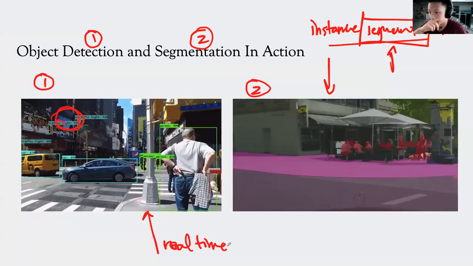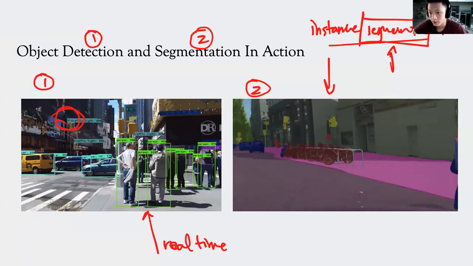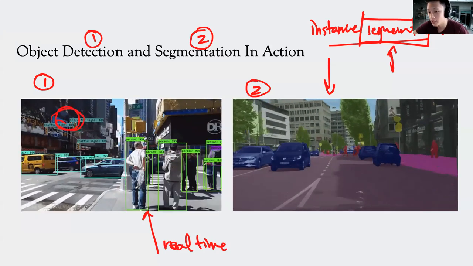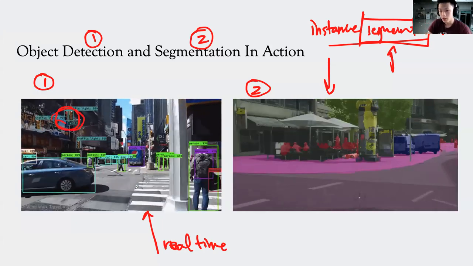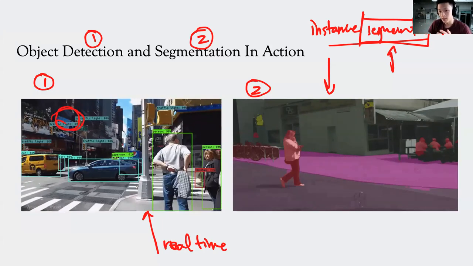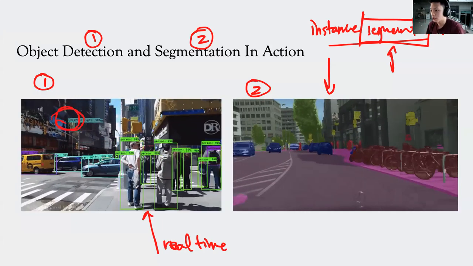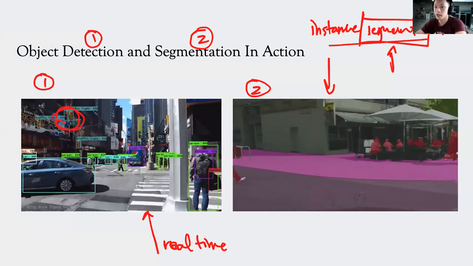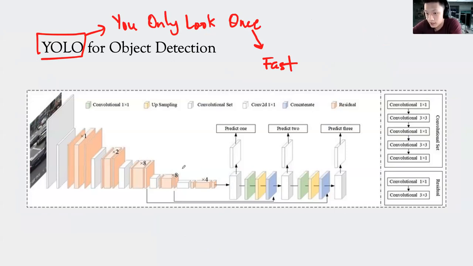YOLO models are extremely quick, and this thing can run in real time, meaning that every single frame you feed it, maybe 10 every second or 20 every second, it can process within that amount of time and there's no backlog, which is really, again, quite impressive. So this is YOLO.